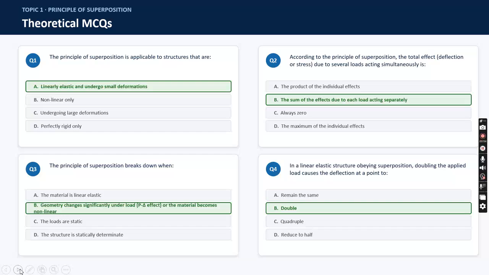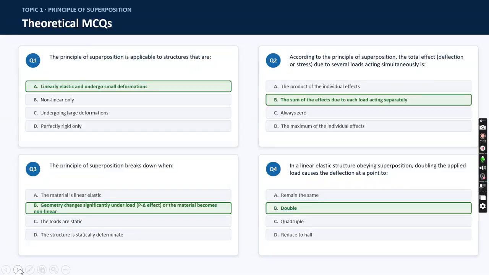We will be going through 4 MCQs on this topic. The principle of superposition is applicable to structures that are linear, elastic, and undergo small deformation. Option A is the correct answer. According to the principle of superposition, the total effect due to several loads acting simultaneously is the sum of the effect due to each load acting separately.